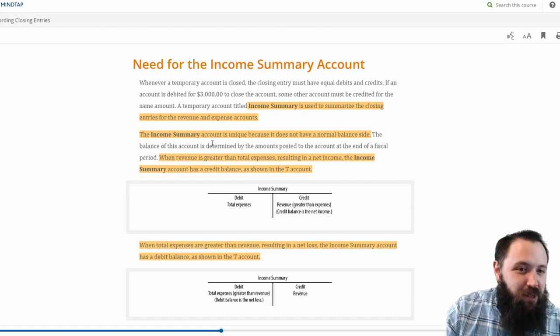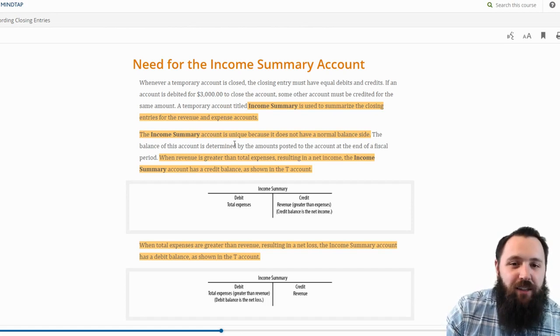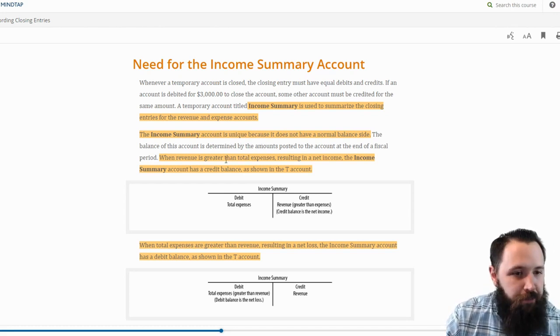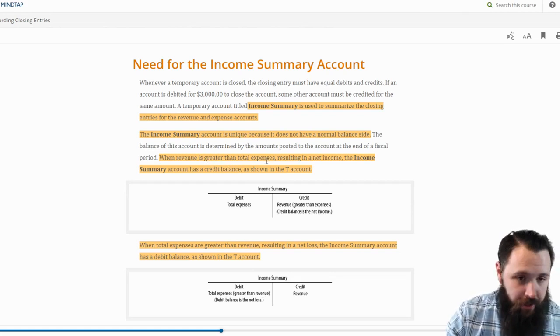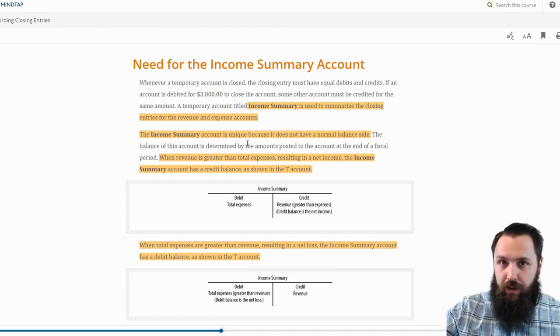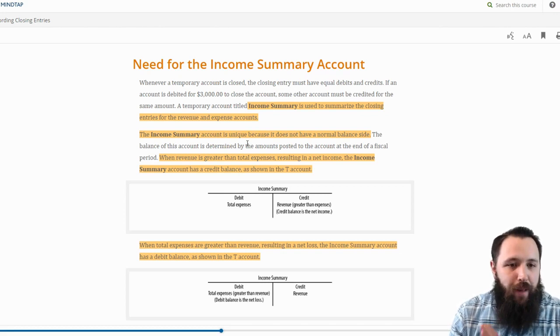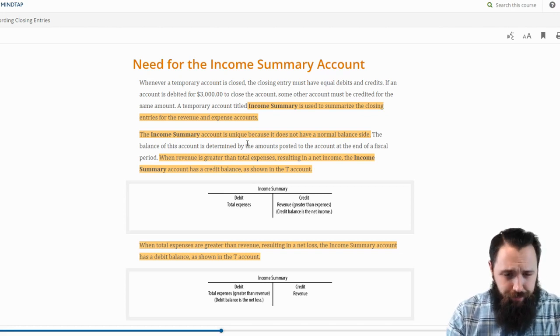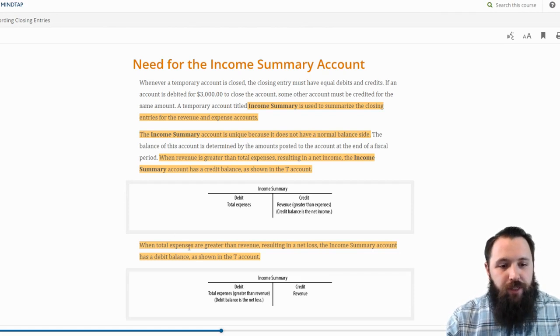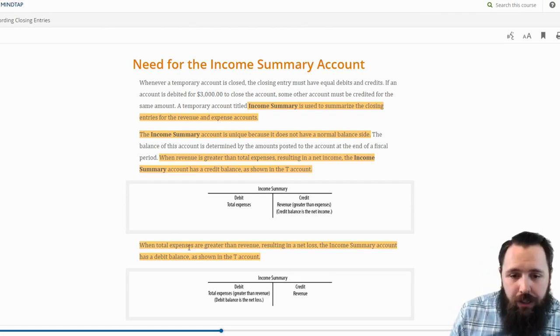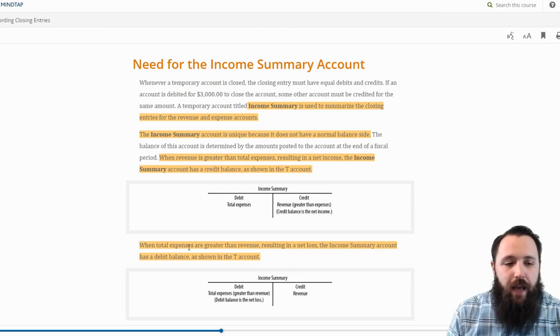So the income summary account is unique because it doesn't have a normal balance side. The balance of this account is determined by the amounts posted to the account at the end of a fiscal period. When revenue is going to be greater than total expenses, resulting in net income, that's what it is, right? When revenues is more than expenses, we have net income. The income summary account will have a credit balance. Okay, it's going to have a credit balance. When total expenses are greater than revenue, or we had a net loss, the income summary account has a debit balance. So in a sense, it's going to have the opposite.